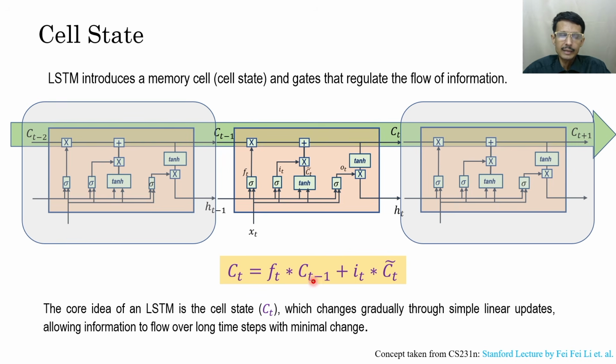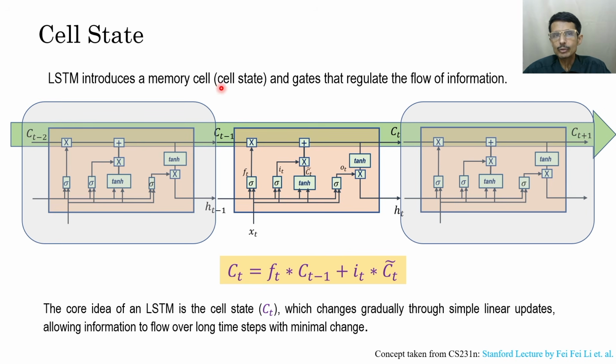This is again true here. If ft is very close to 1, ct minus 1 becomes ct, and so on. So there is an information pathway that changes gradually through simple linear updates. And when you think of BPTT in this path, the gradient flows.